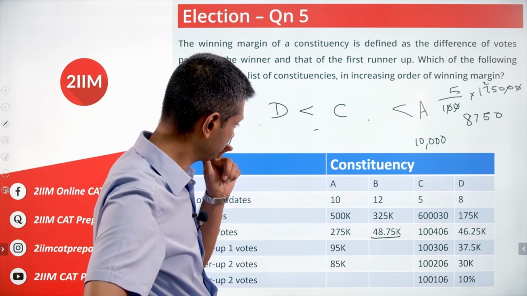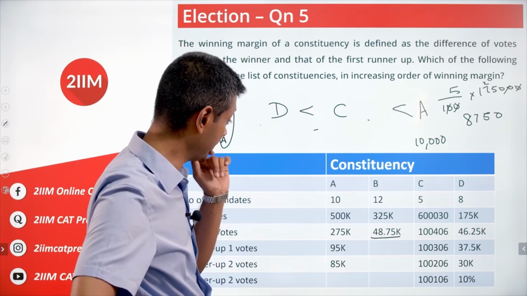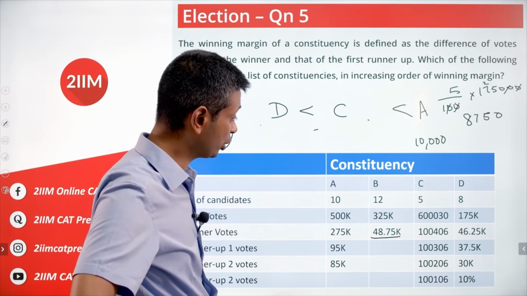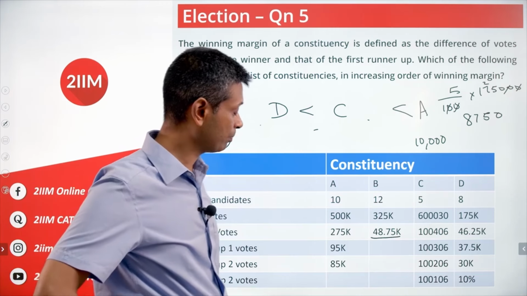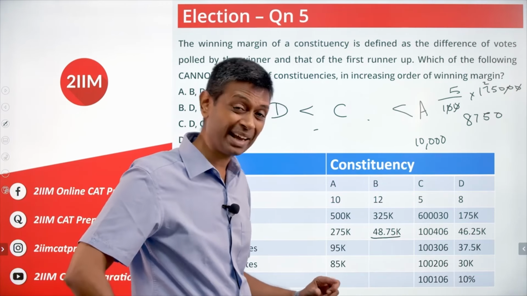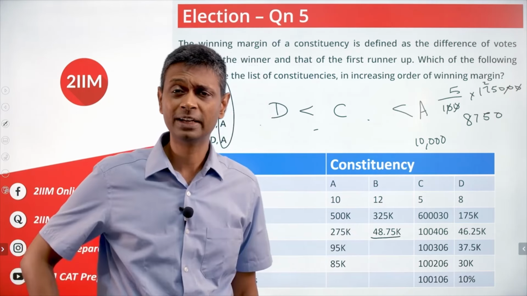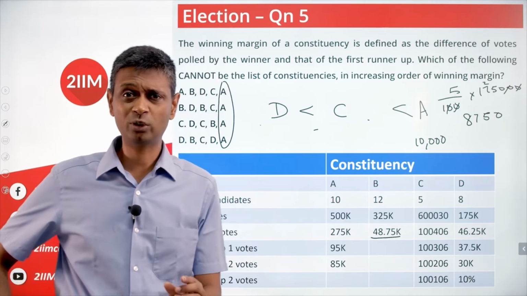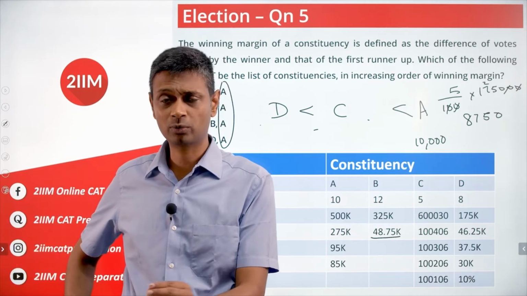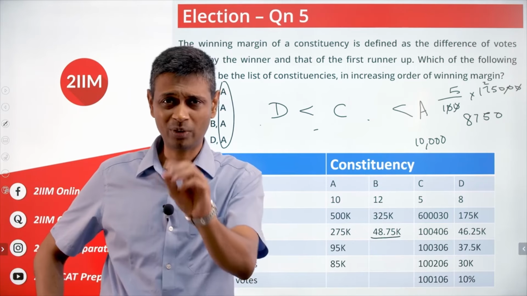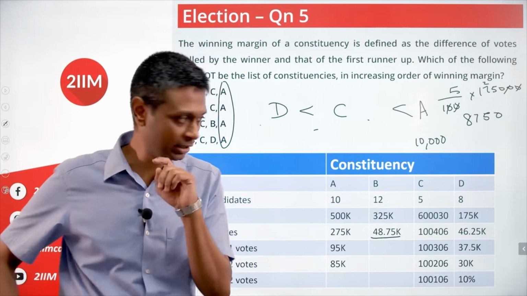Maybe we can find 11 candidates remaining. Even if all of them got equal, that will be the scenario where the difference will be maximum. So we can find that 325 minus 48.75 divided by 11. We can find out if all of them got an equal number of votes. Not equal, but plus or minus something, 1 vote, 2 votes. We can find the ballpark for that.